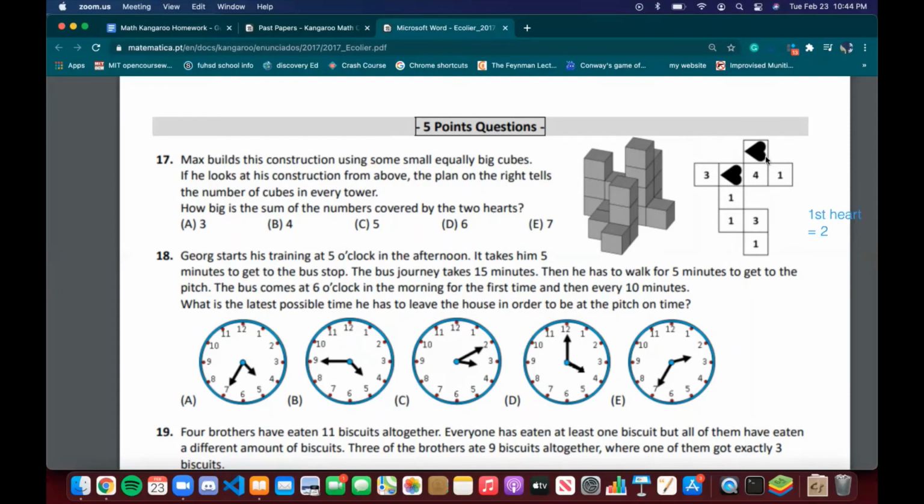And then the second heart corresponds to this one, which is slightly covered up behind the tallest one. And you can count 1, 2, 3, 4. And the second one was one shorter than the tallest one, so 4 minus 1 is 3. So second heart is equal to 3. And if you add 2 and 3, you would get 5. So the answer for problem 17 is 5.